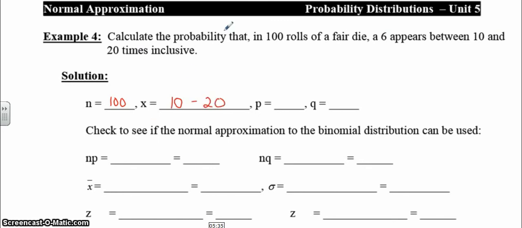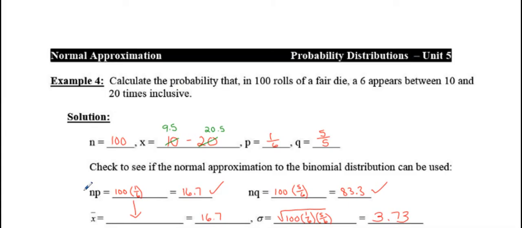So we're going to have to trick our data because it's inclusive. That means we include all of 10 and we include all of 20. So that means that changes to 9.5 and that changes to 20.5. Your probability of success is rolling a 6, which is 1 over 6. That means your probability of failure is 5 over 6. Oopsies, that should be a 6.